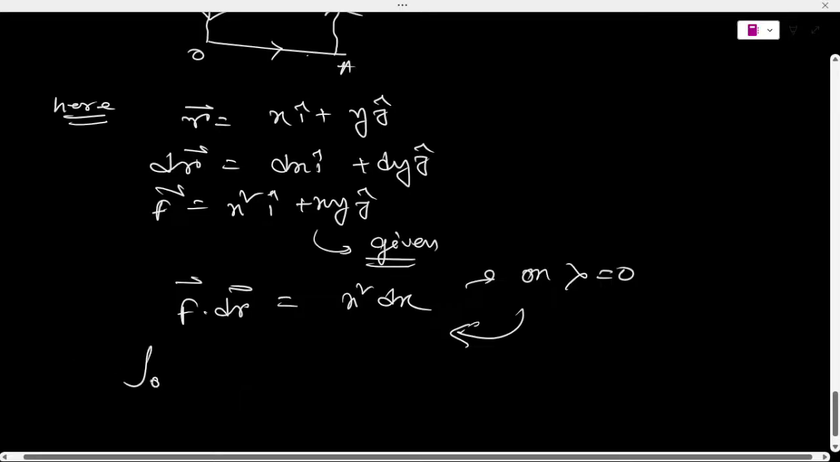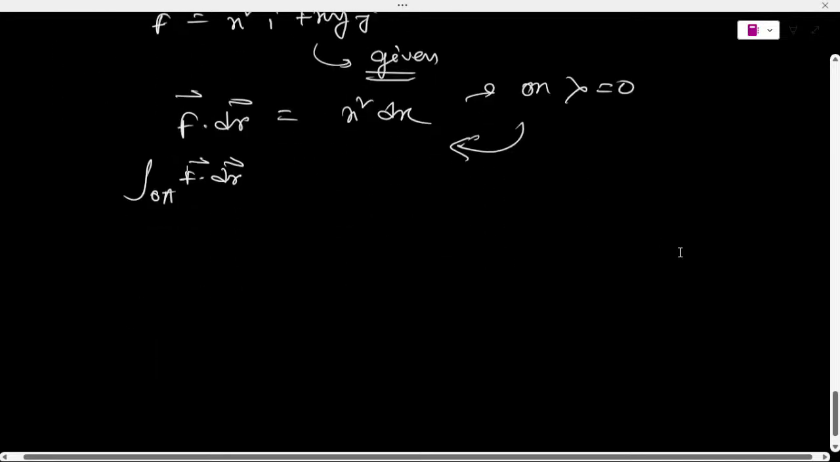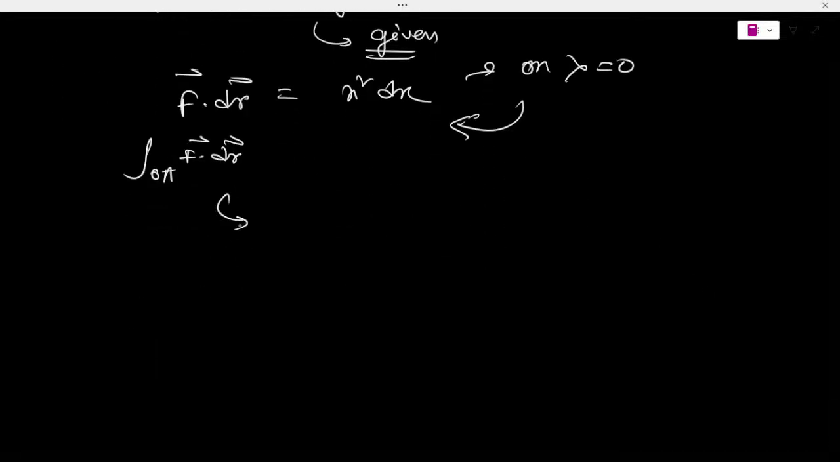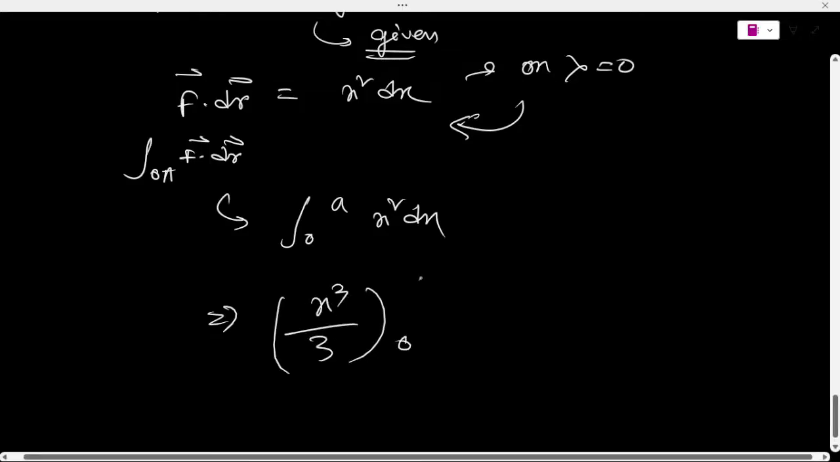So the integration of OA f dot dr will be the integration from 0 to a of x square dx. So it will be x to the power 3 divided by 3, from 0 to a. So it will be a cube divided by 3.